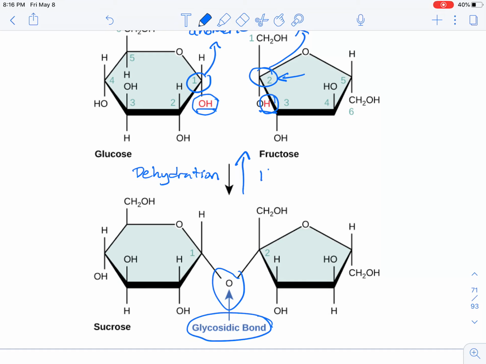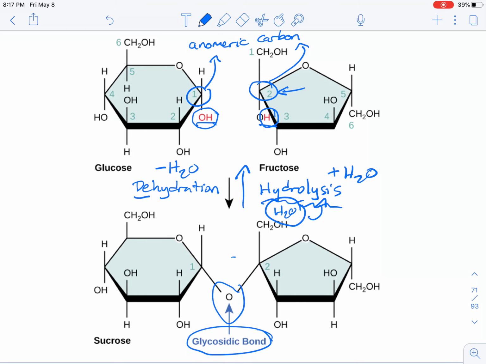And so the dehydration reaction, between two monomers, will form your glycosidic bond. Adding water into the glycosidic bond will result in the separation of your disaccharide into two monosaccharides. So that's known as hydrolysis.